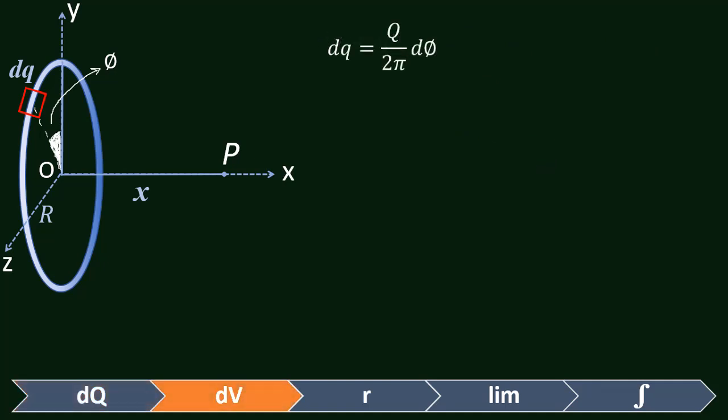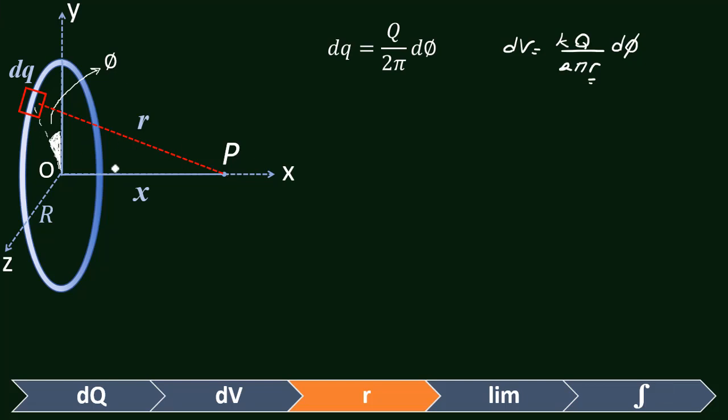Now we can move on to calculating a dV using this dq. So dV equals kQ over 2 pi r d phi. So now we have to define this r. So we're calculating electric potential at point P due to this charge dq. Hence, r is the distance between dq and point P. This distance.